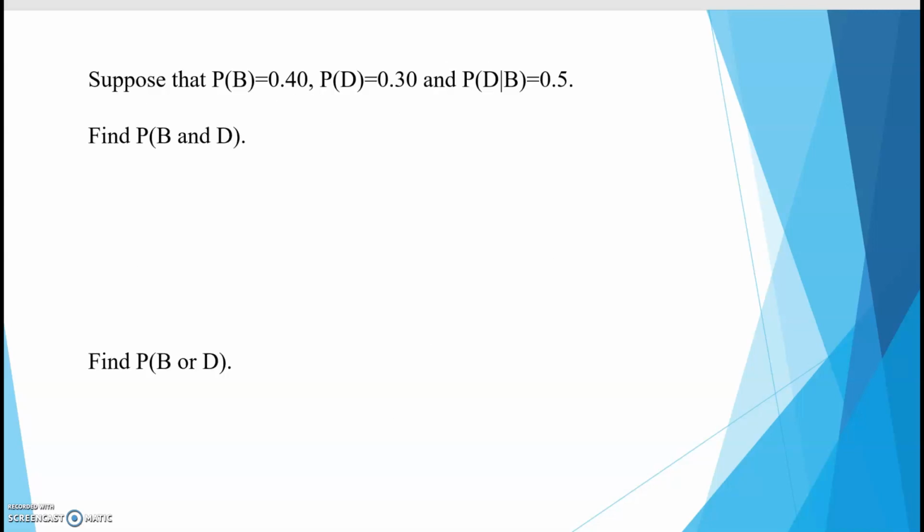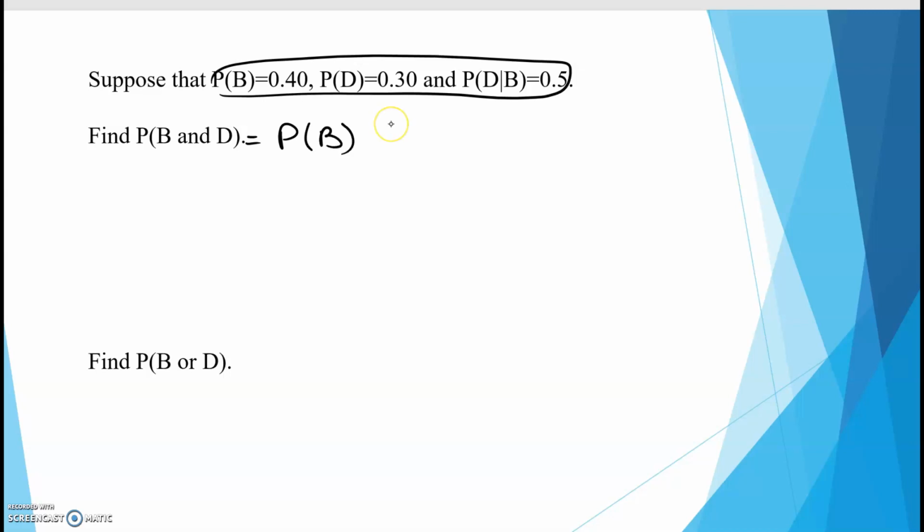Okay, tying these two together, the and probability and the or probability, given this information right here, the and probability is multiplication. So this would be equal to the probability of B times probability of D given B.